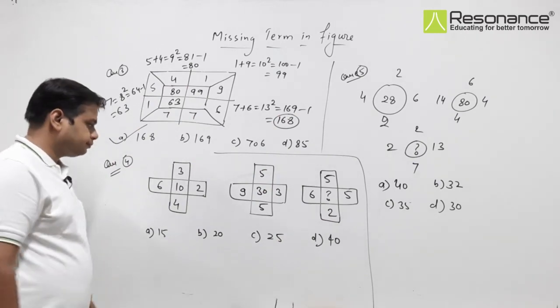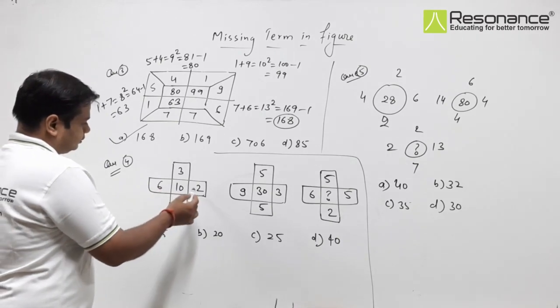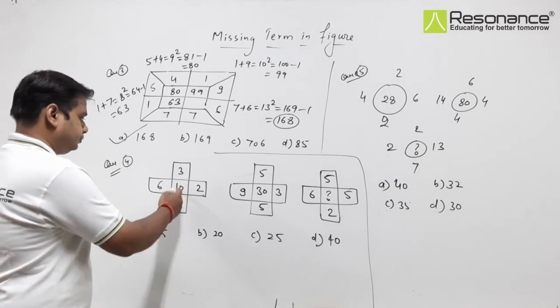Now if you see 6, 2, 3, 4, we have to make 10.